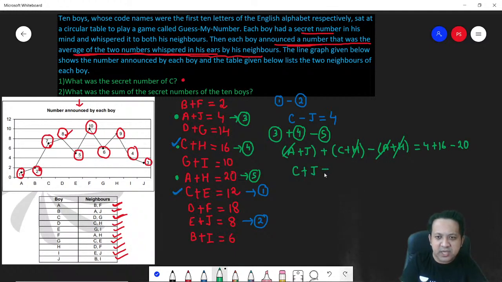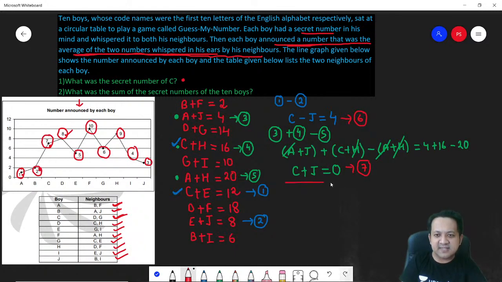So C plus J is 4 plus 16, 20. 20 minus 20 is 0. So C plus J is 0. I think you are done. You can call this equation 6. You can call this equation 7. And you get the value.